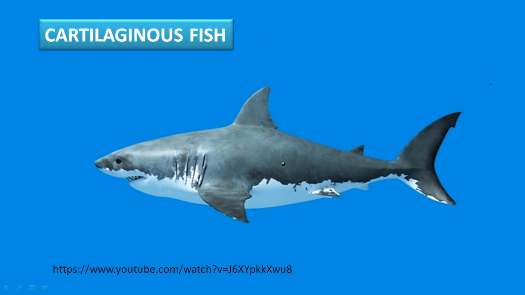Also, they don't have swim bladders, so most of them, not all of them, have to keep on swimming all the time. If they stop swimming, they sink. Si no nadan estos peces cartilaginosos, se hunden. Some examples are the shark that you can see in the image, but also skates and rays, las mantas y las rayas, are cartilaginous fish.